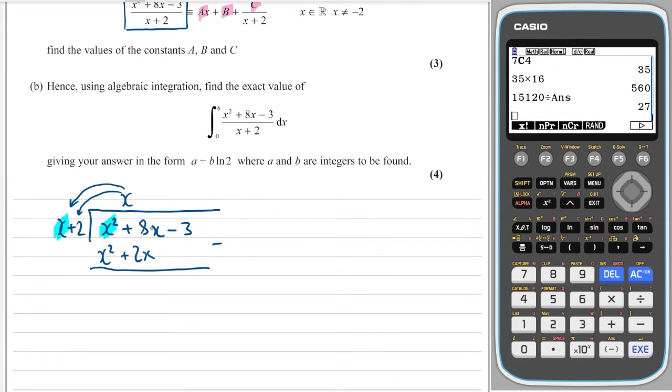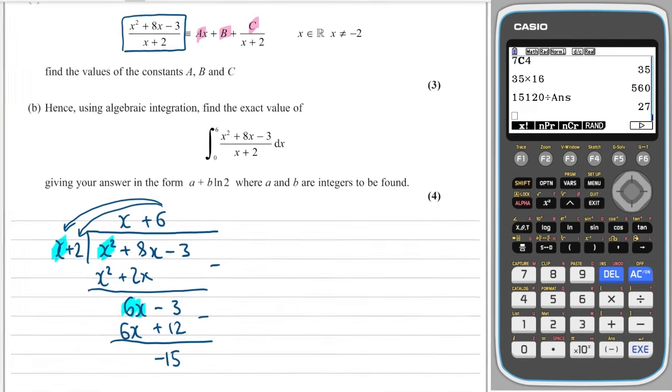So x squareds will cancel, 8 minus 2 is 6, and we've got a minus 3 there. And then I look at the new lead term, which is 6x, and I ask how many x's go into 6x. Well, the answer is 6. And then I take that new term and I multiply down there and there to get 6x plus 12, and then I subtract, and that will give me minus 15, which is the remainder.